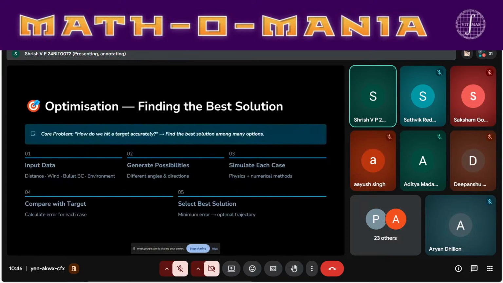Next, we come to optimization. Optimization is nothing but finding, out of all possible trajectories, which one is the best. Until now, we have learned only to model motion, how to account for forces, and how systems simulate trajectories. Now we will see how we optimize those.